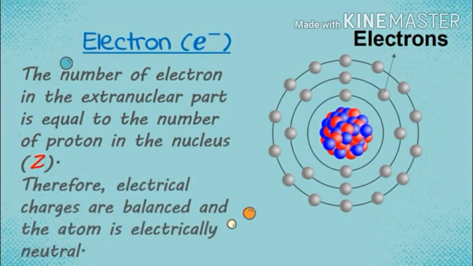Now, have you understood, students, why an atom is electrically neutral? Because the number of protons, which are positively charged, and the number of electrons, which are negatively charged, are both equal. Therefore, the net result is neutral, that is 0. Therefore, the atom is electrically neutral.